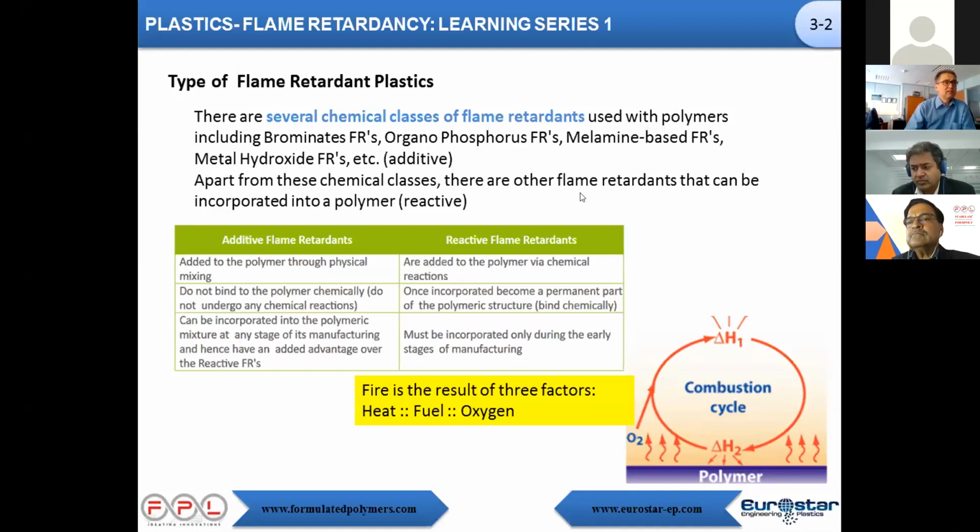What needs to be understood, it's a pity that I cannot share the mouse, but you see this round cycle, what is called the combustion cycle. Most of the time we hear about the triangle of fire. And for a fire to occur, you need three different things. You need oxygen, you need fuel, and you need heat. And our action in formulating flame retardant plastics is to try to act on one of those three factors. And this is what we will see, let's say, on the next page.